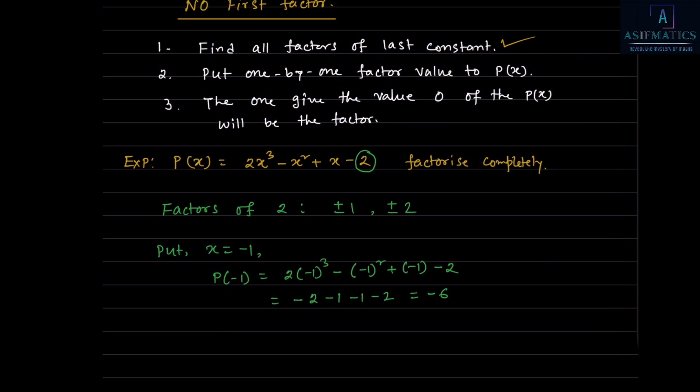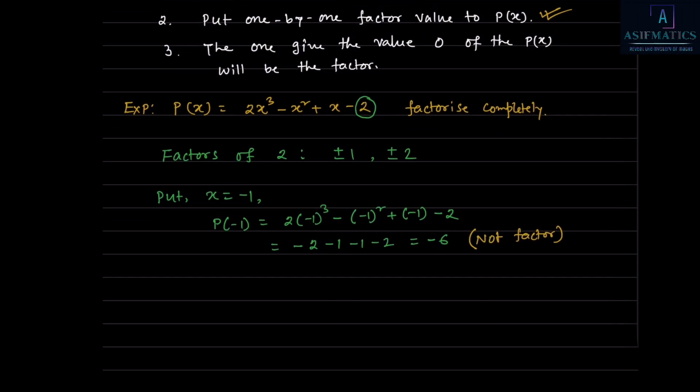So our target is that the result should be 0. This is minus 6, so we can write that this is not a factor. So this process, number 2, is to put one by one factor value into p of x. We put minus 1, it is not a factor. Now choose another value like plus 1. So let's see what happens if x equals to plus 1.